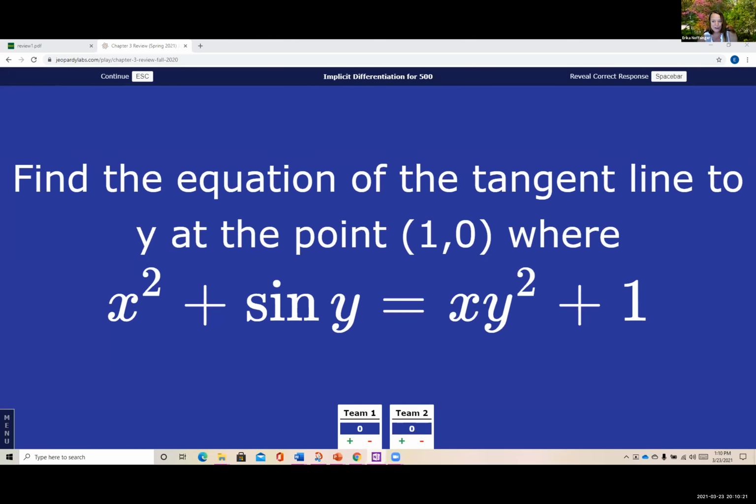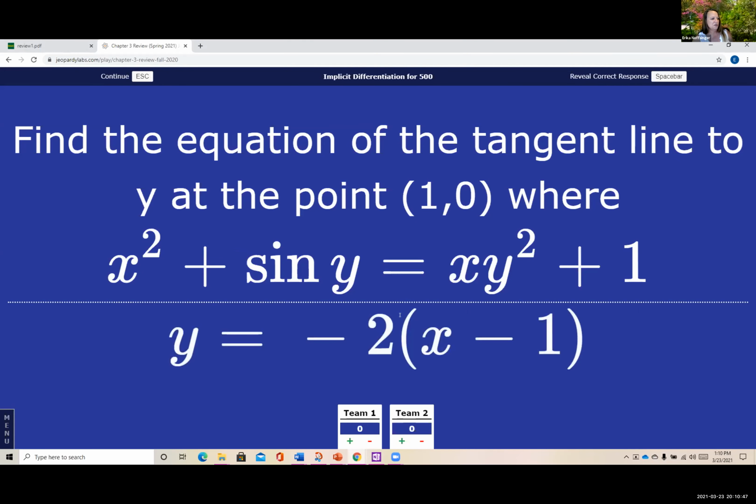You came up with an answer, and it seems like there's a consensus in the chat that the equation of the tangent line at the point (1, 0) was y equals negative 2x plus 2. Let's see if that was correct. If so, you got 500 points. It's a little bit different form, but if we distribute this negative 2, it's negative 2x plus 2, which is what we had said. Let me see if you want to talk about this really quickly.